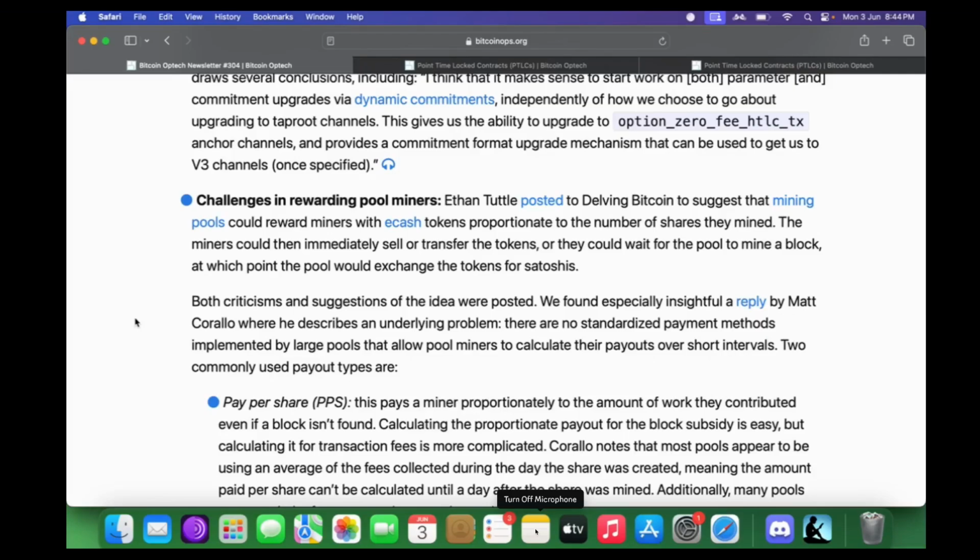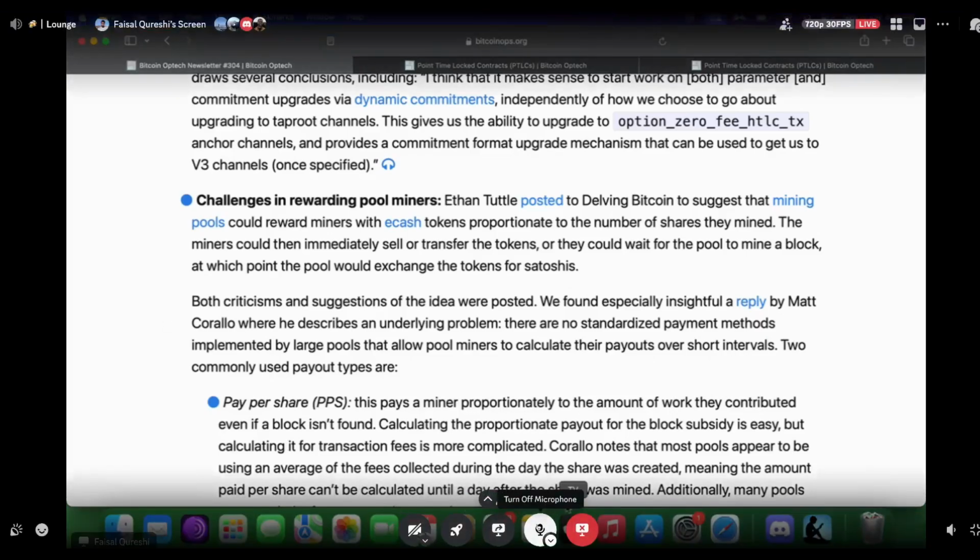Okay, so what this does is that if a miner needs frequent payments, if they don't want to wait till the mining, somebody wants to talk? No, Faisal. All right. Yeah.